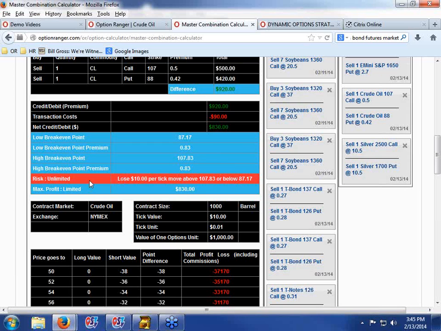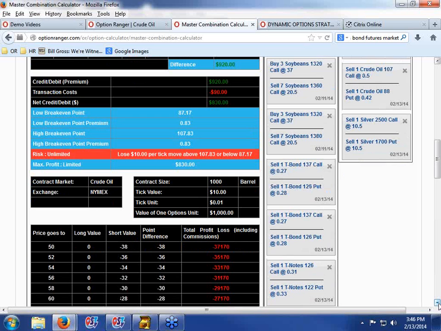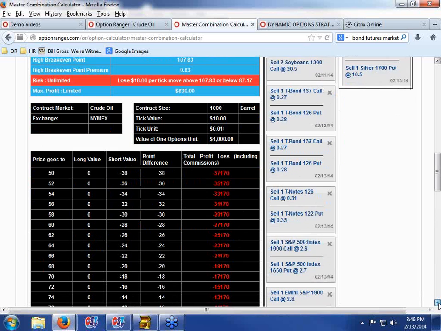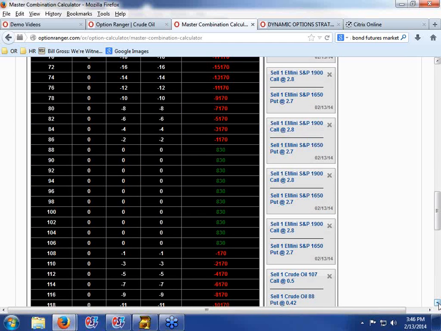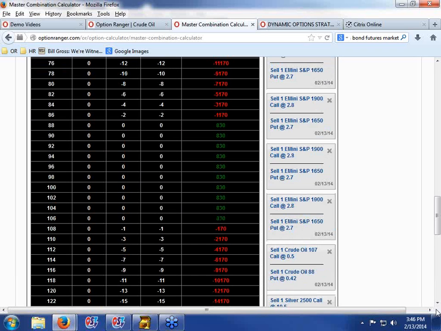Again, remember, the risk, because it's a margin trade, is unlimited. So once the market breaks to the downside or breaks to the upside with rising volatility, intrinsically above the 107.83, below the 87.17, the transaction would be losing $10 per tick move. Now again, unless there's a sudden move, a wise option writer, if the market is trending or seems to be picking up volatility, will offset a position if possible before that materializes.